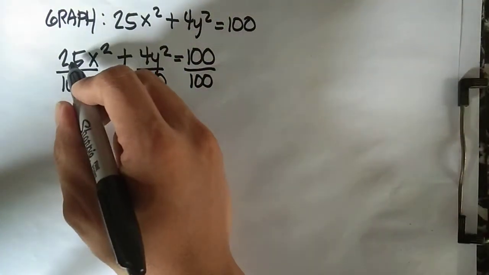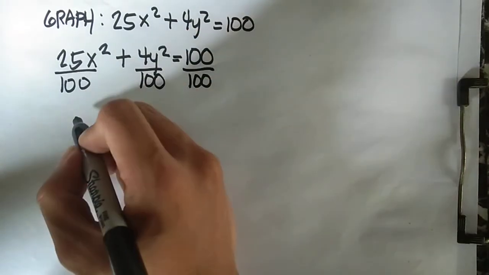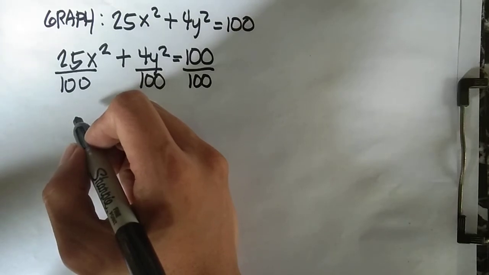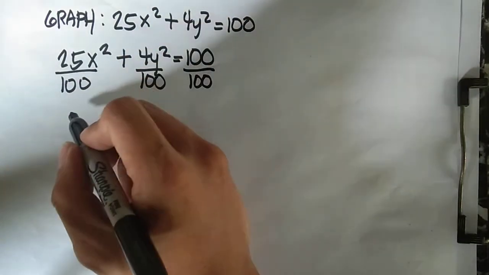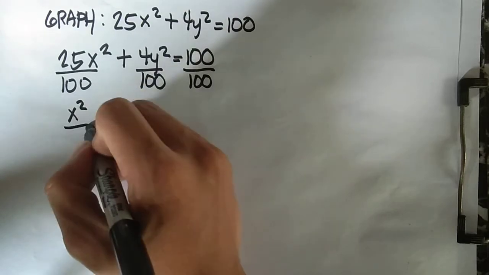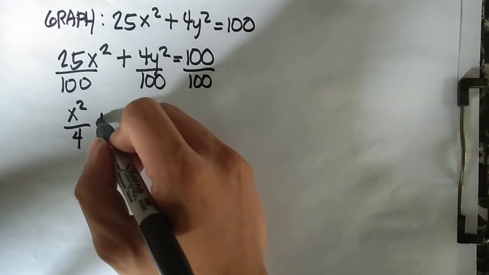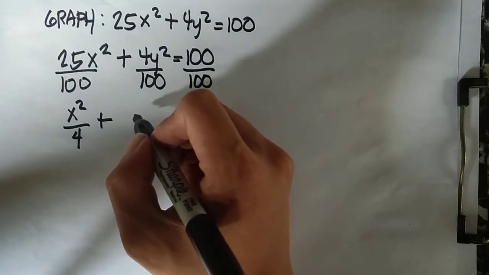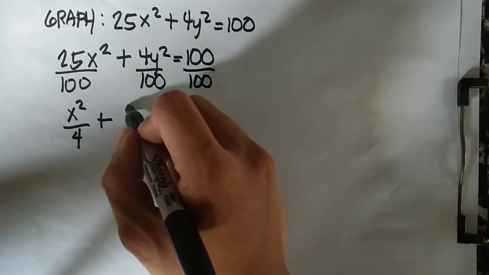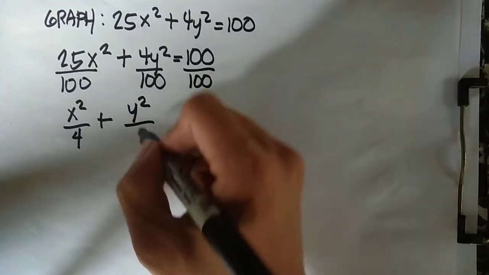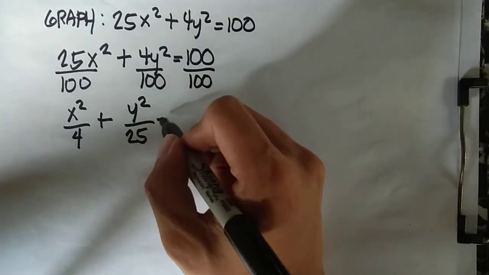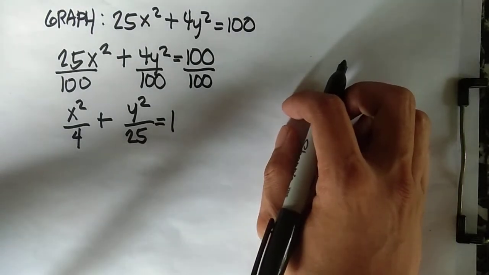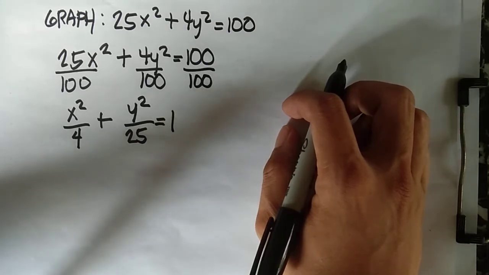So, we will have 25 divided 100, that is 1 over 4. Or we can write, hindi na natin kailangan isulat yung 1. So, we will have x squared over 4 plus 4 divided by 100, that is 1 over 25, or simply y squared over 25, and this is equal to 1. So, meron tayong nakuha na standard form of ellipse.